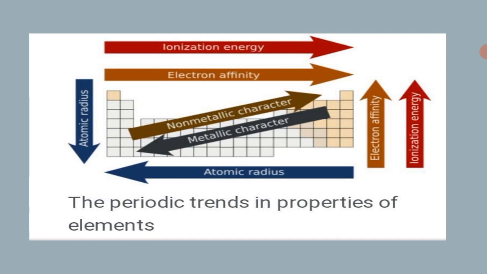In this picture, the variations of atomic radius, metallic and non-metallic character, electron affinity, and ionization energy, and how they vary in the periodic table along groups and periods, are shown.